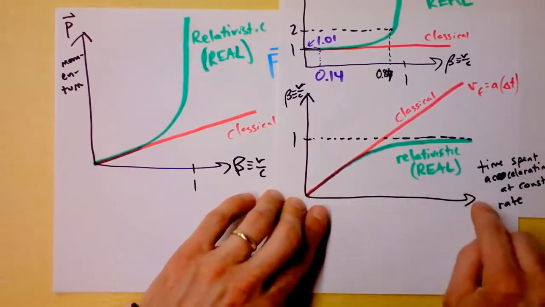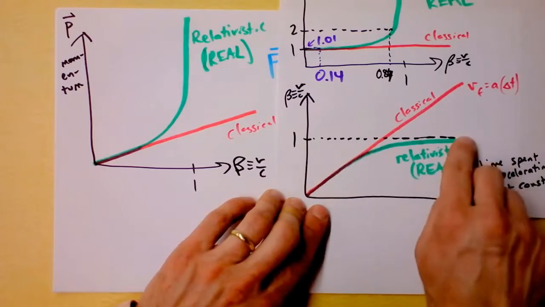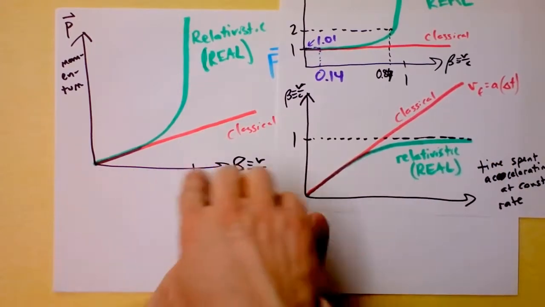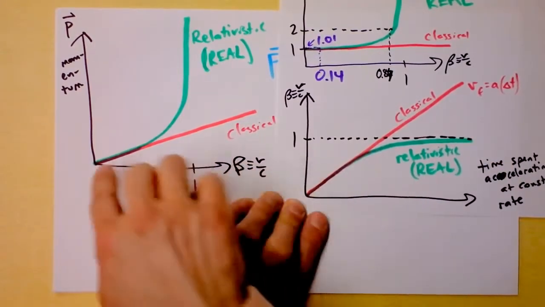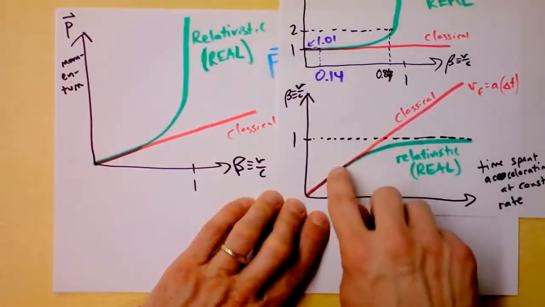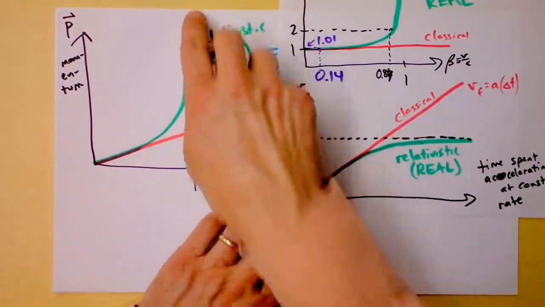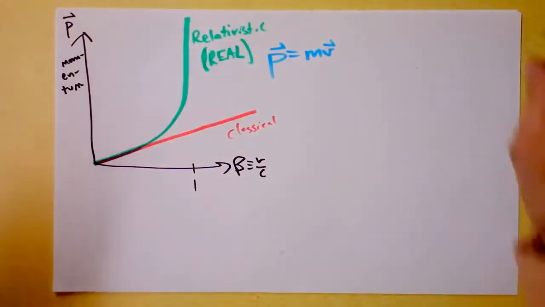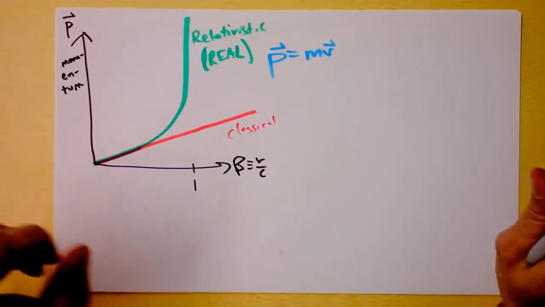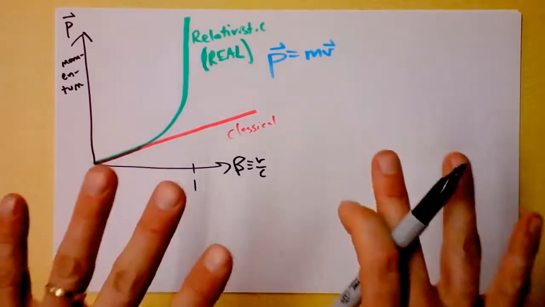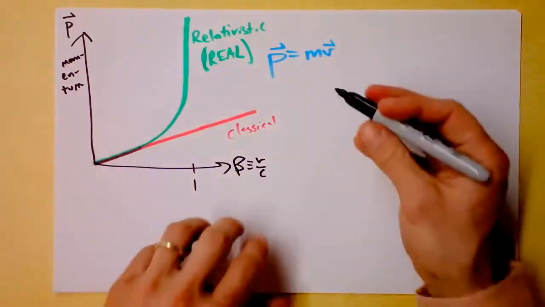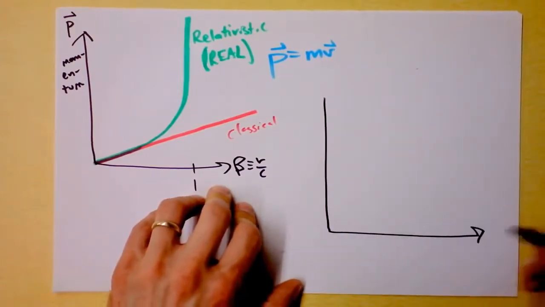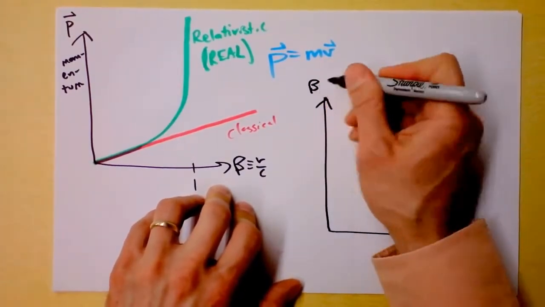If we spend some time accelerating at a constant rate, our speed doesn't increase, but as our speed gets closer and closer to the speed of light, our momentum increases like crazy like this. So we've got this tapering off here and this crazy going right here. It turns out that momentum continues to increase linearly. So what if I make a graph of not speed as a function of time spent accelerating, but momentum as a function of time spent accelerating?